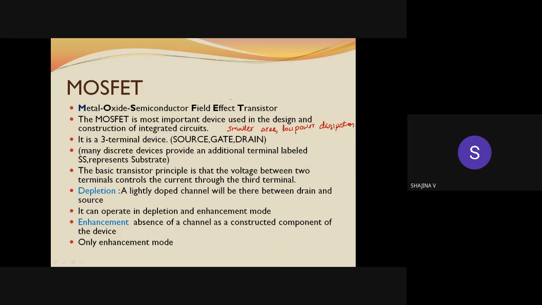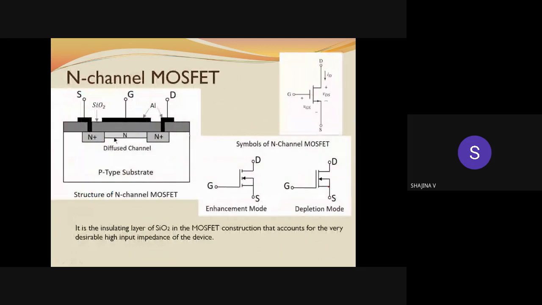The basic transistor principle is that, as already told, the voltage between two terminals, that is between gate and source, will control the current through the third terminal, that is current through the drain. Okay, so we can see the construction and symbol in an N-channel MOSFET. Here is the structure of an N-channel MOSFET.